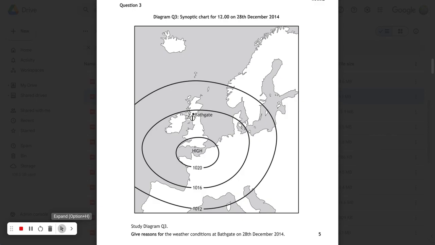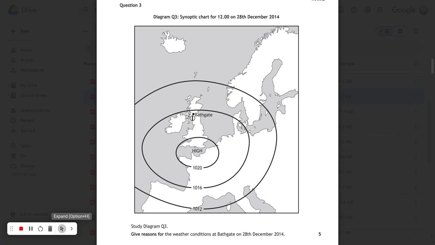Let's have a look at the lack of cloud cover. Why is there 1 octa of cloud cover? Well, I've actually given that reason. Because it is high pressure, the air is sinking. Clouds are not therefore forming, and that is why we only have 1 octa of cloud cover. So that is the explanation you would offer for that.